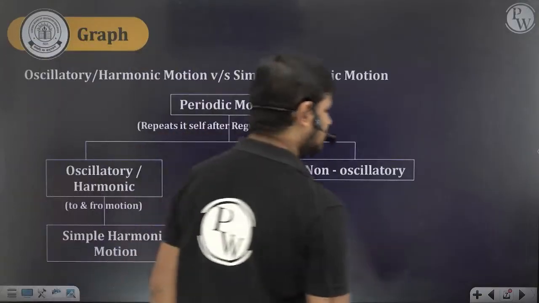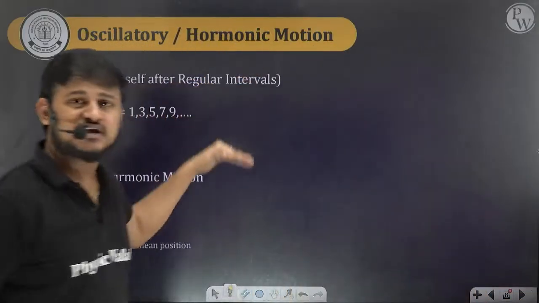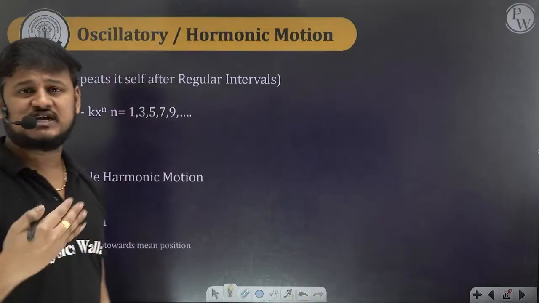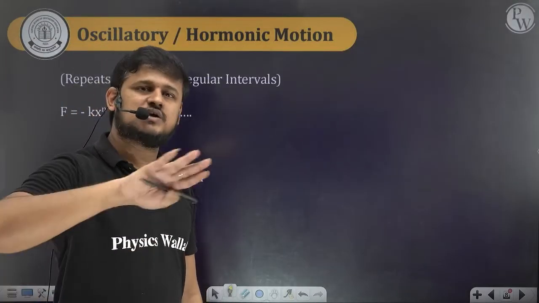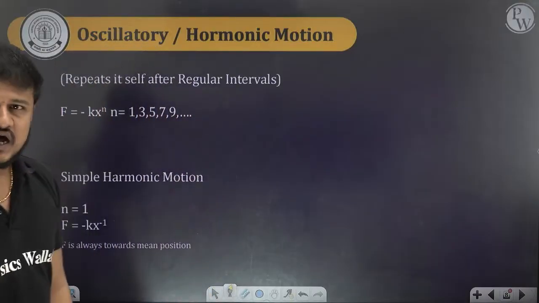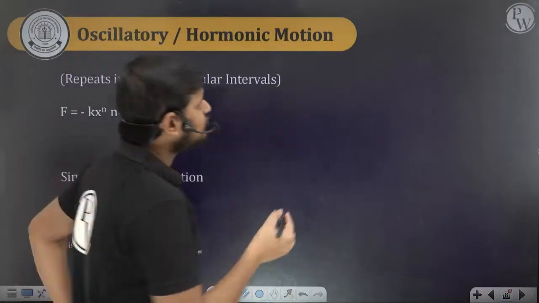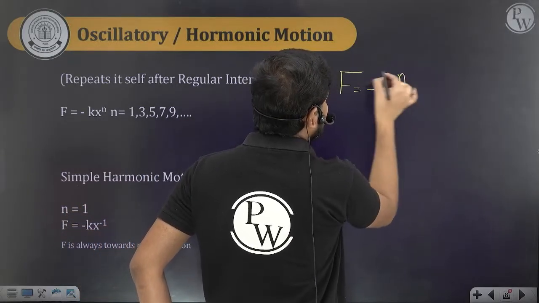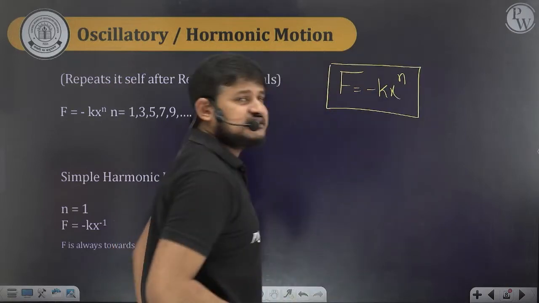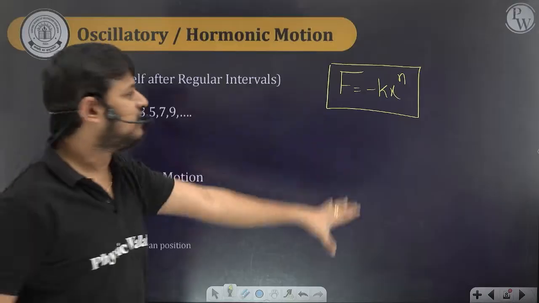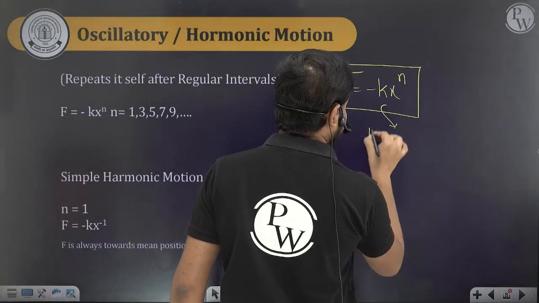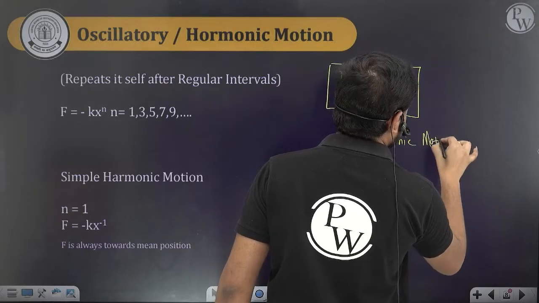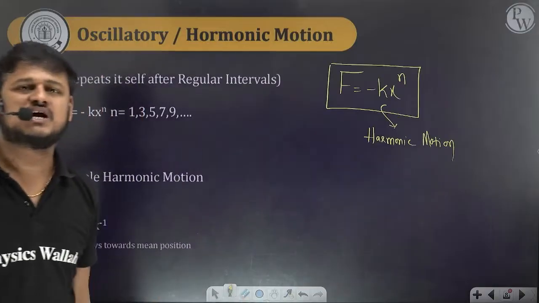First we will discuss simple harmonic motion, then we'll go to the previous slide. See, that which repeats itself is a periodic motion, and in which the to and fro and back and forth motion is an oscillatory motion or harmonic motion. For any harmonic motion, you can give this equation: F equals minus k into x to the power n. This is the general equation for harmonic motion or oscillatory motion.